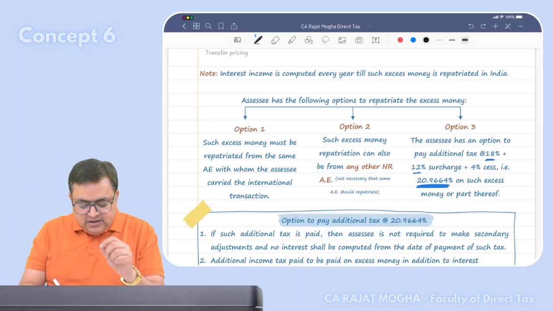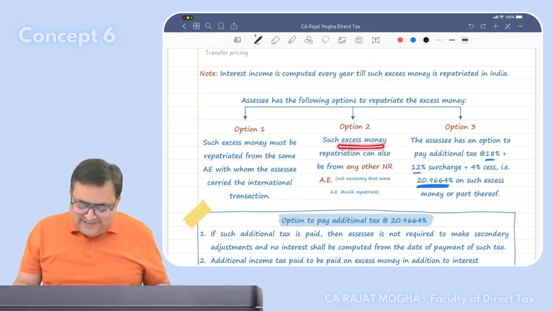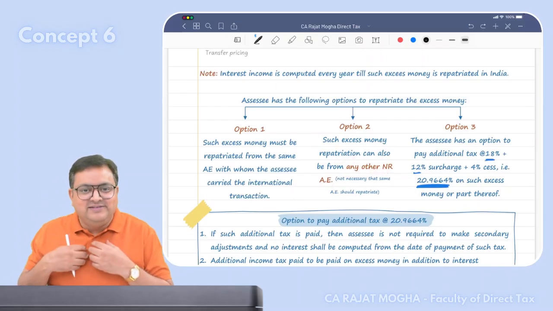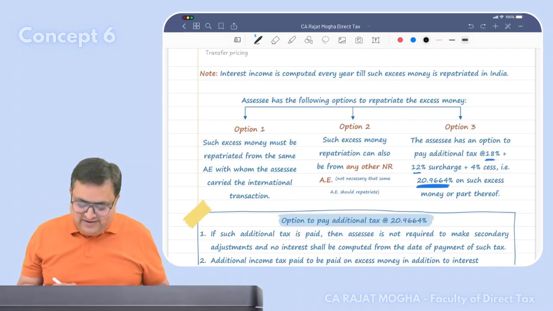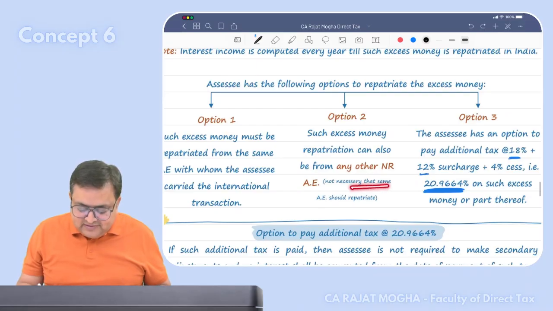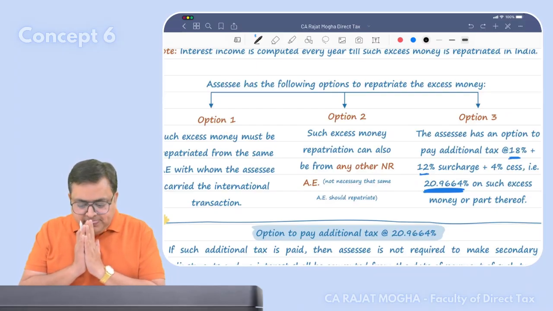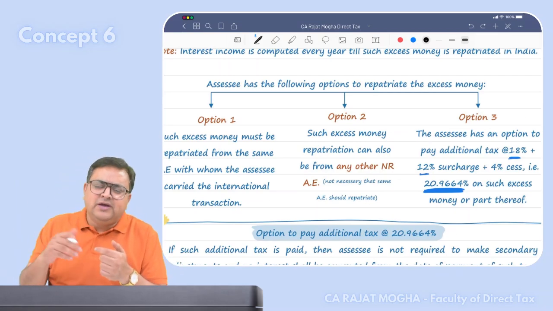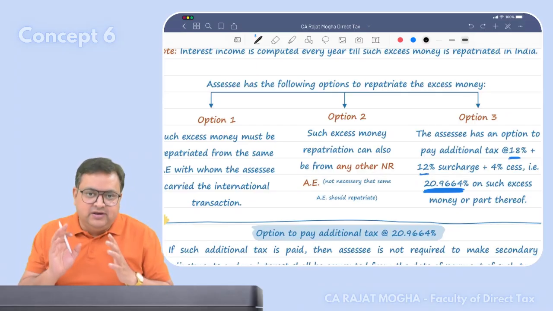Option number 1. If it could not be possible, bring it from some other. Such excess money repatriation can be from any other non-resident associate. We need foreign currency. We don't need Indian currency. So from any other non-resident associate enterprises, not necessarily the same associate enterprises. It's not hard and fast that you should bring only from US Inc. You can bring from UK, you can bring from Australia, you can bring from Dubai. No issues, right? But bring in foreign currency.